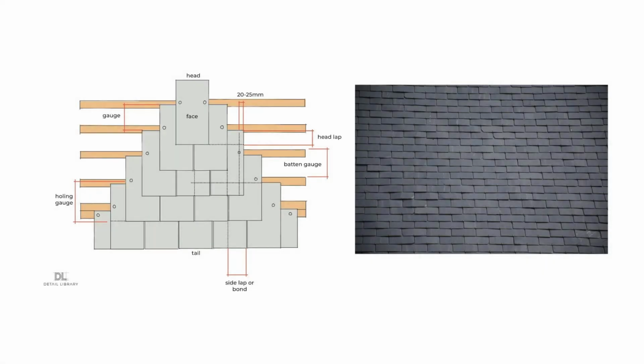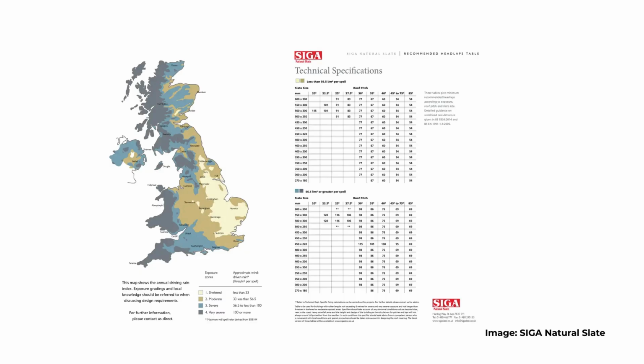The lap can be described as the distance that the tails of the slates in one course overlap the heads of the slates in the next course but one below. The required lap of slate tiles is calculated by taking into account the wind uplift, exposure to driving rain and the roof pitch. Siga Slate provide a really helpful example of exposure zones and the associated lap recommendations on their website. We're linking to the website in the description below.